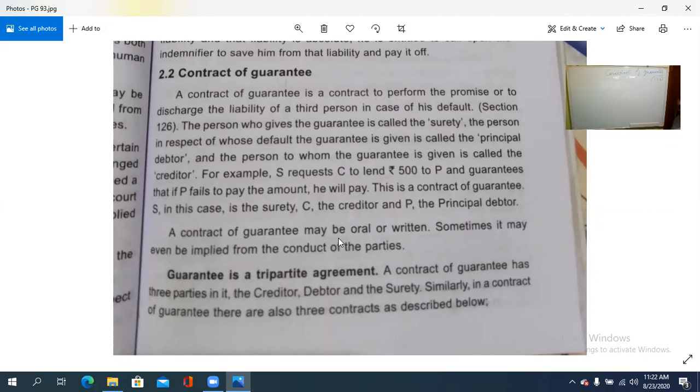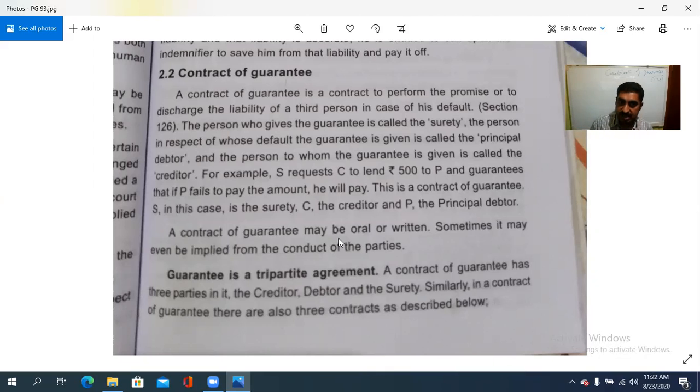What is this? A contract of guarantee. Guarantee എന്ന് പറഞ്ഞാൽ എന്താ? Guarantee ചെയ്യുന്നു. Okay, ഉറപ്പായിട്ടും നടത്തും. A promise. So it is a contract to perform the promise or to discharge the liability of a third person in case of his default. ഒരു മൂന്നാമതൊരു വ്യക്തിയുടെ ലയബിലിറ്റി ഡിസ്ചാർജ് ചെയ്യുന്നു in case he makes any default to that particular contract.